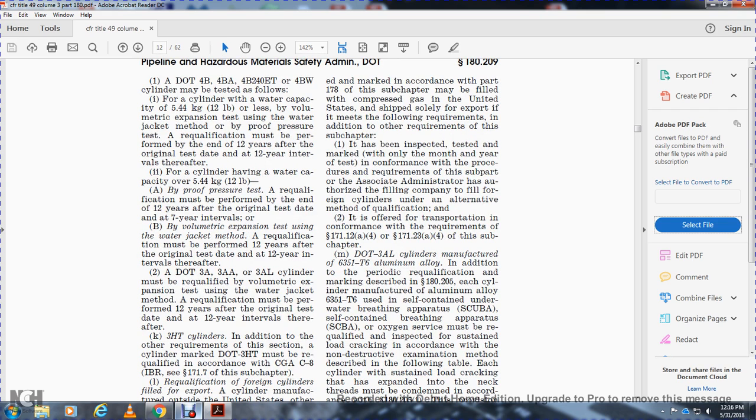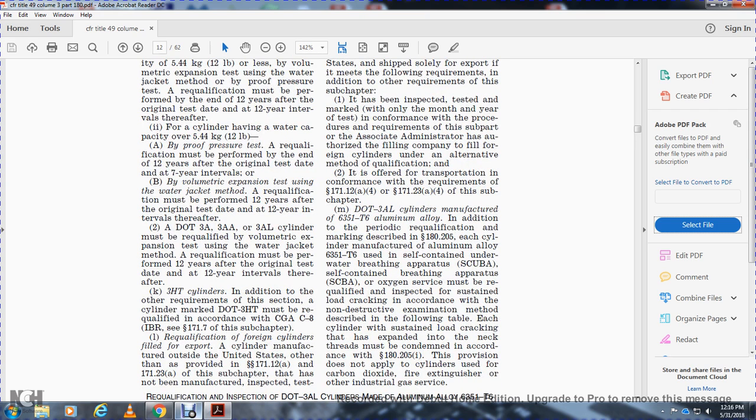3A, 3AA, 3AL cylinder must be requalified for volumetric expansion testing. With the water jacket method, requalification must be performed 12 years after the original testing date, with 12-year intervals thereafter.